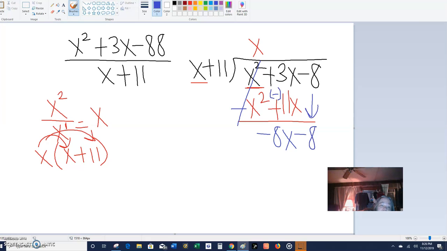Bring down the next term and start the process over. So we'll take our first term here and divide it by your first term in your divisor. So negative 8x divided by x, the x's cancel, leaving us with just negative 8.